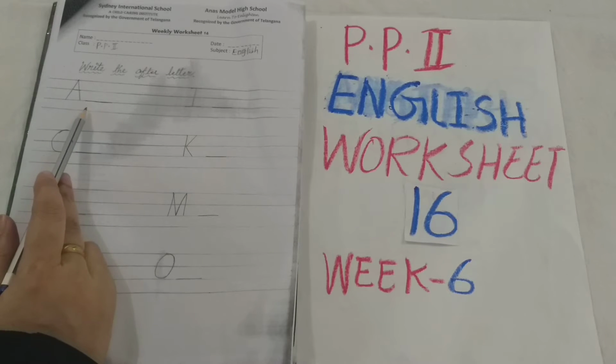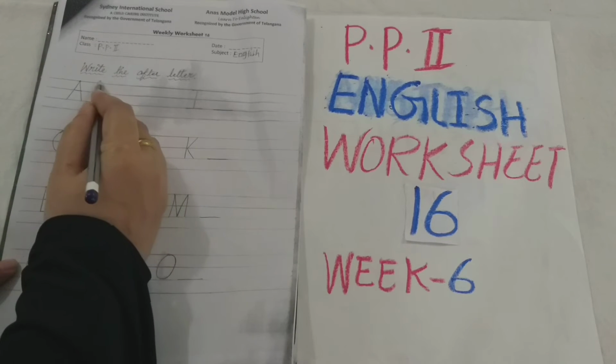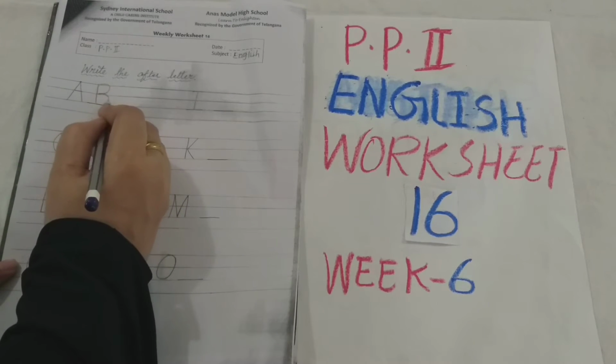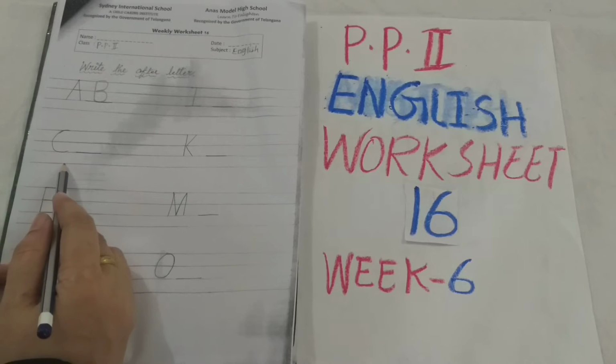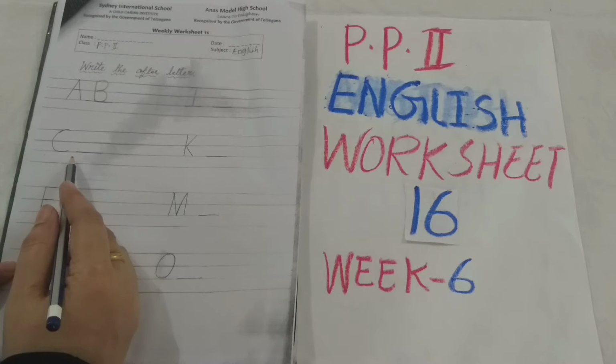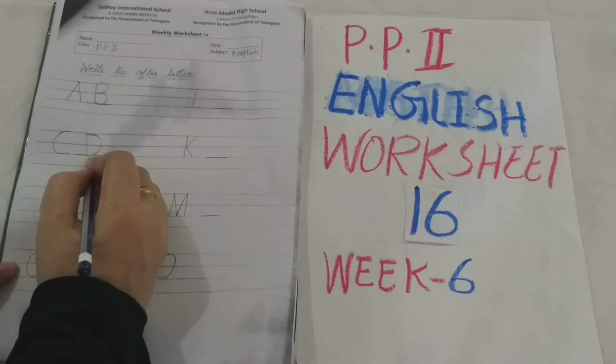A after which letter you have to write here in the dash? A after B. Good. So write here capital B. Now here is the letter C. C after D you have to write. Okay. Capital D.